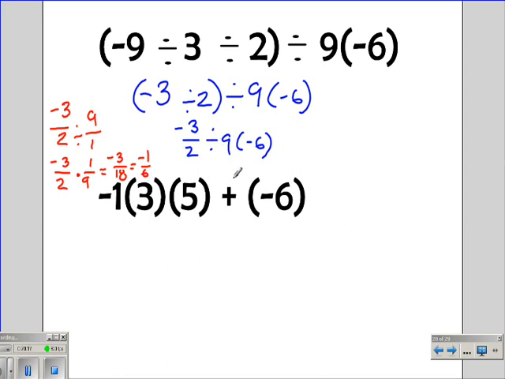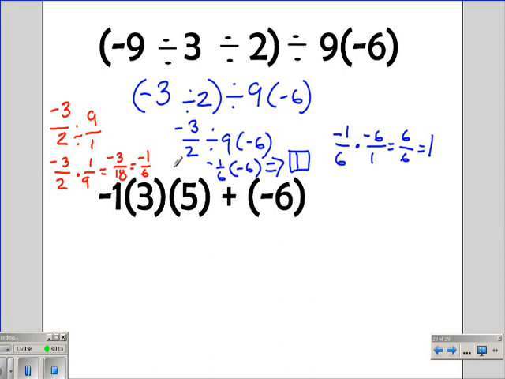So my next step is I have a negative 1 over 6 times a negative 6. Negative times a negative is a positive, so I know my solution is going to be positive, and 1/6 of 6 is 1. To look at that, I might do this times negative 6 over 1. Negative times a negative is a positive, and that's 6. 6 times 1 is 6. 6 over 6 is 1.